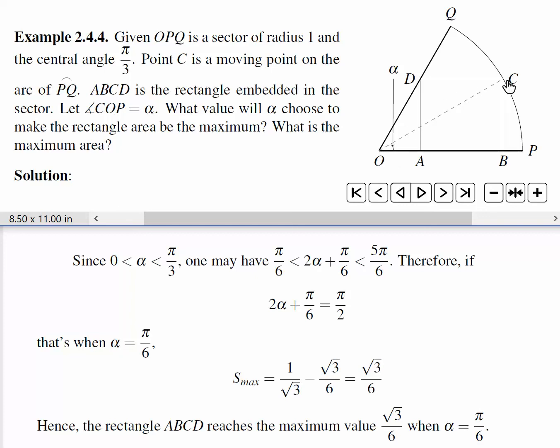Then you have this point. We know the total central angle is pi over 3, which is 60 degrees. So you cut this angle in half, that will be 30 degrees. So C is right in the middle between P and Q. You then draw a rectangle. This rectangle will be the maximum. Okay, that will be the maximum value. All right, I'll see you next time.